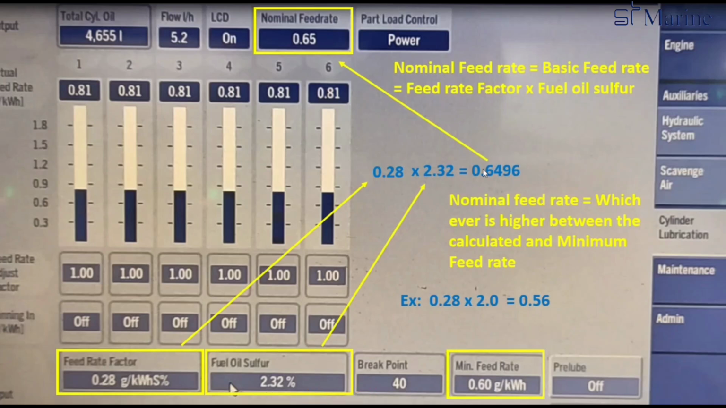will be used. For example, if we have new bunkers with 2.0% of sulfur, we will have a nominal feed rate equal to 0.28 multiplied by 2.0, equal to 0.56. So 0.56 is smaller than 0.60. In such a case, the system will use the minimum feed rate.